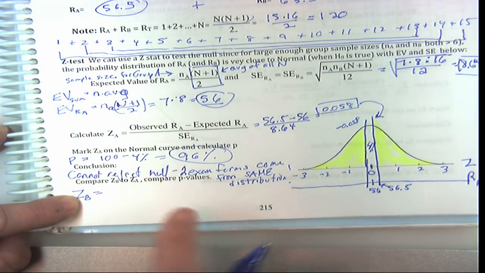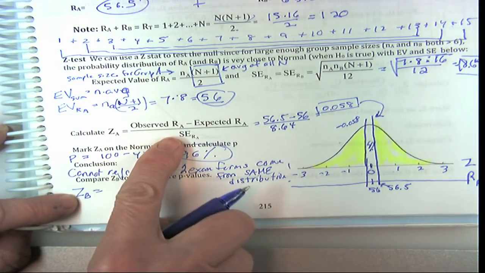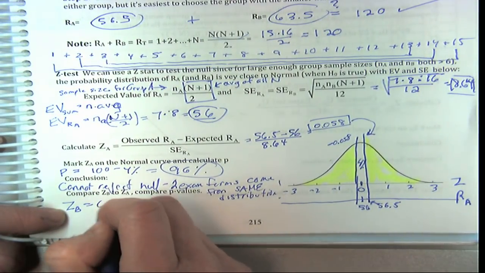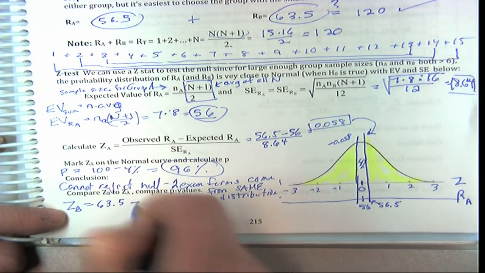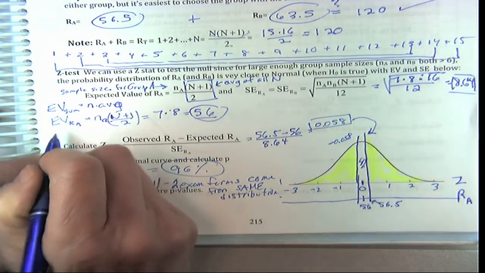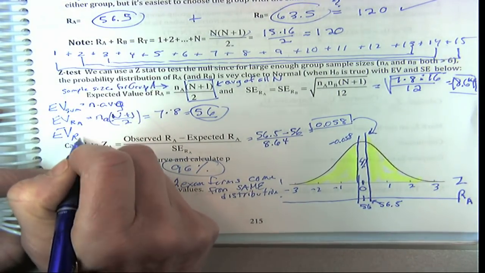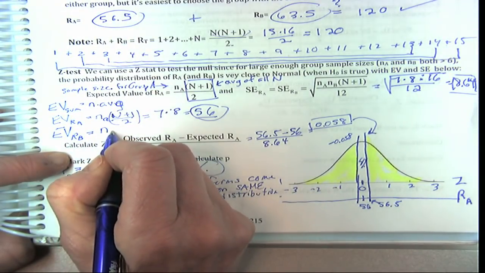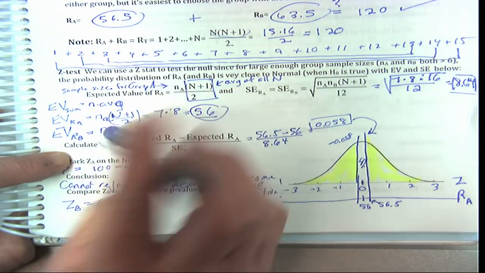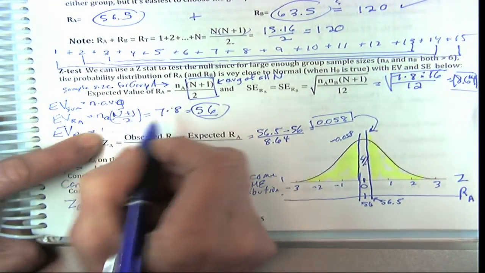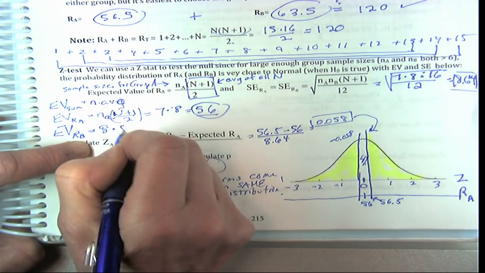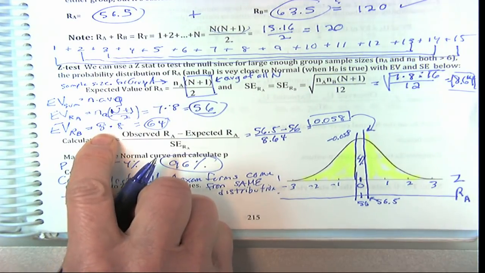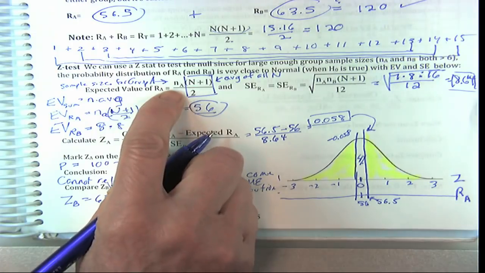Our observed ZB was what? I'm just doing the same thing. Our observed is right here, 63.5, minus our expected. We haven't done the expected. What would our expected value for RB be? It would just be NB, right? Instead of over, I don't have to write all that out. It's just going to be NB here. So it would be 8 times the average, which is 64. Right? The only difference would be, you'd put a B in there.